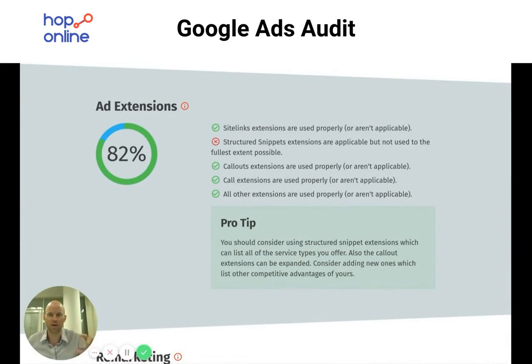Ad extensions are additional elements that you can add to your ad copy. These could be things like ratings, or these could be hours of operation. There's a whole lot of these. There's click-to-call extensions if you want to drive phone calls. These are powerful, and a lot of times we see that these are underutilized.